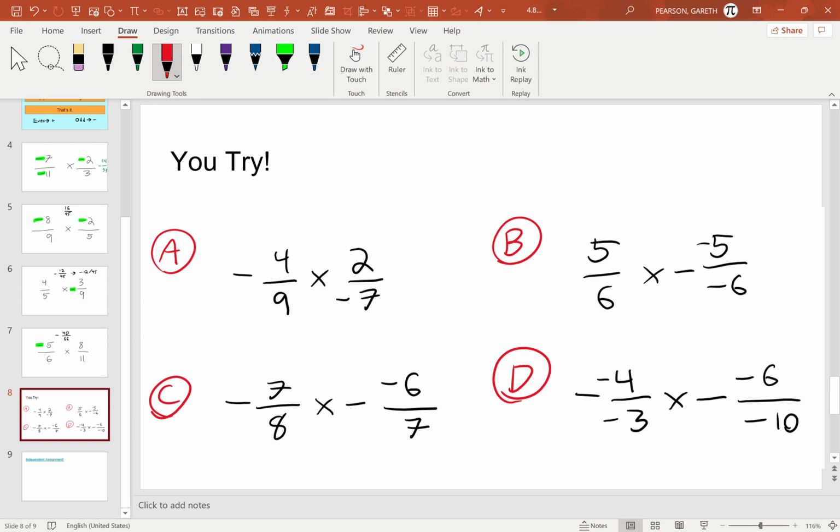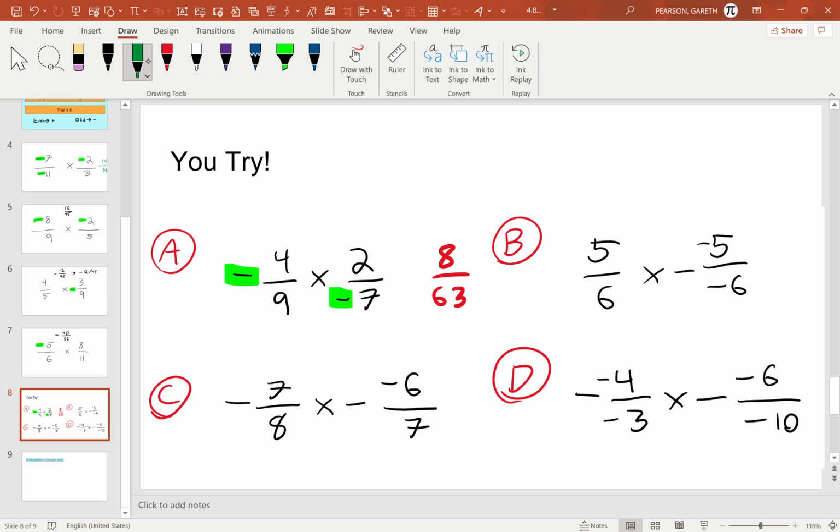So for question A, 4 times 2 is 8. And then I have 9 times 7. 9 times 7 will be 63. Good. Now I count the negative signs. I have 1 and 2. 2 is an even number, so my answer is going to be positive. Boom, I'm done.